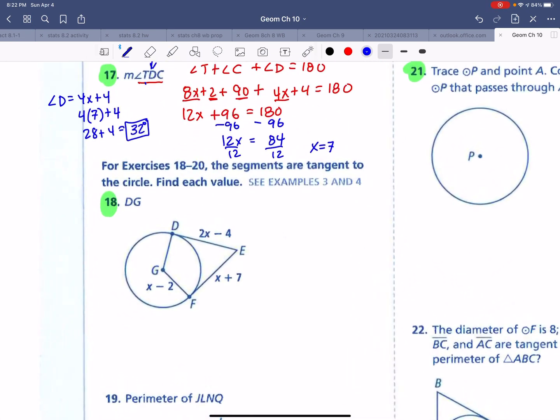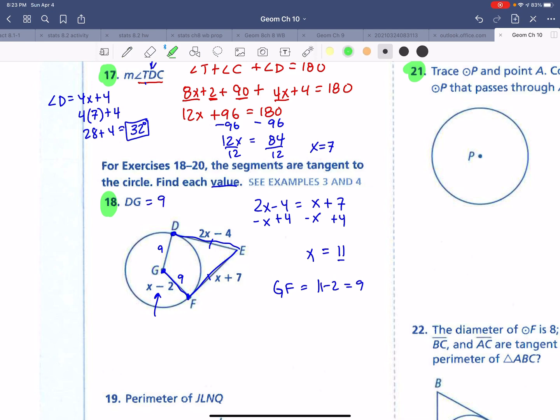18. The segments are tangents to the circle, find each value. Okay, so if they're both tangents, we can set those equal. So 2x minus 4 is equal to x plus 7. Now it says find each value. So now we know x is 11, so we can plug this in here. That means that GF would be 11 take away 2, or 9. So that's 9. So DG would be what? Oh yeah, it's the radius, so it's got to be 9.